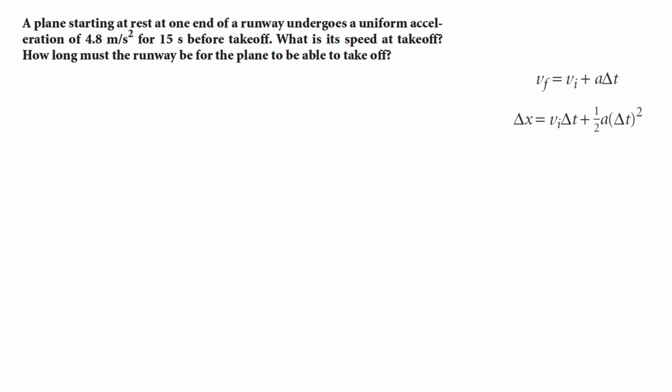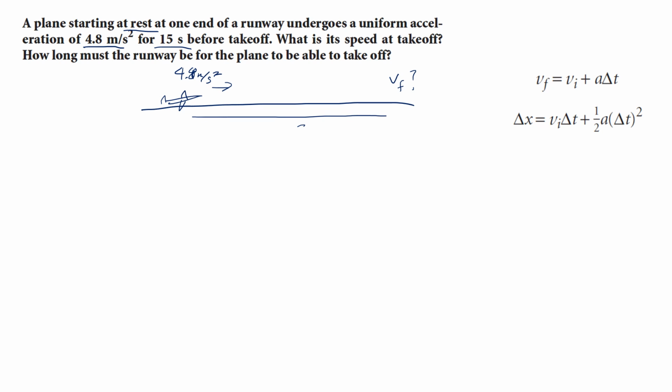Let's dig through this sample problem. A plane starting at rest at one end of a runway undergoes uniform acceleration of 4.8 meters per second squared for 15 seconds before takeoff. What is its speed at takeoff, and how long must that runway be for the plane to be able to take off? So we have a plane accelerating at 4.8 meters per second squared, and it wants to know how fast it is right here. What's the v final here? And how long must this distance be?